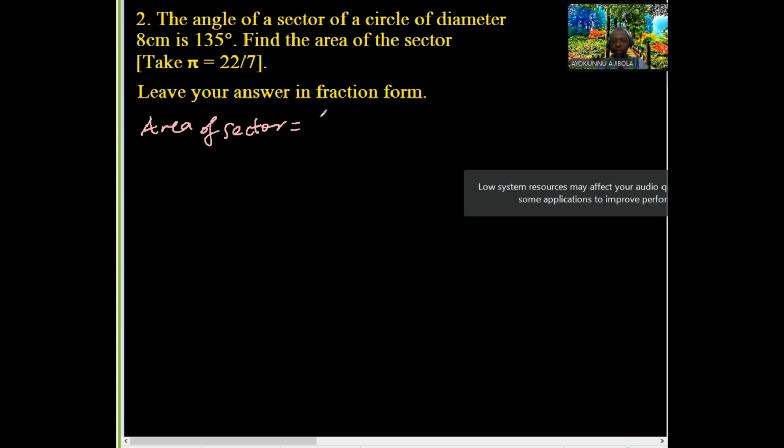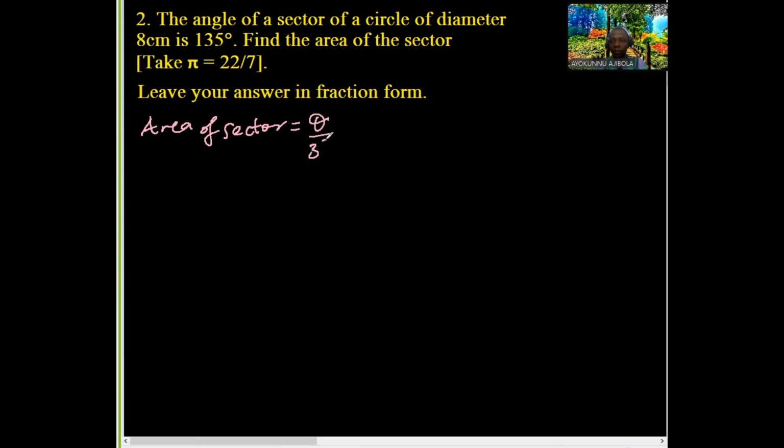Area of sector is given by theta over 360 times pi r square, okay? Is that clear? Can you hear me? Okay, yes, good. So the theta you are given is 135 and you have 360.